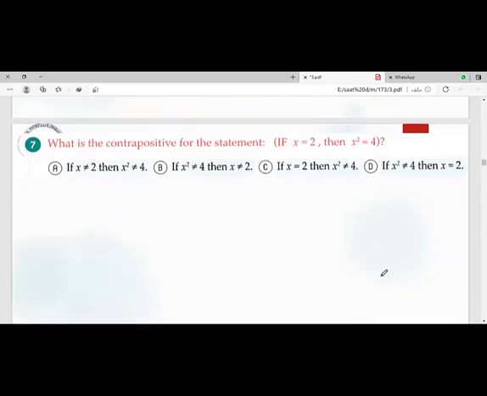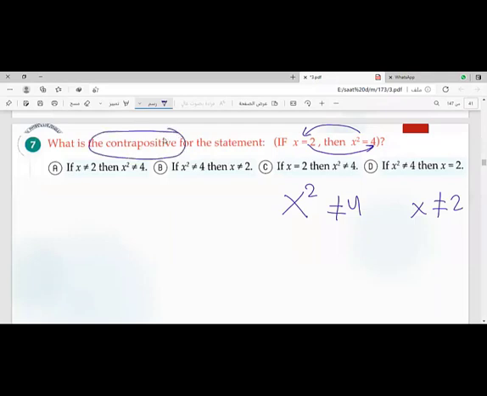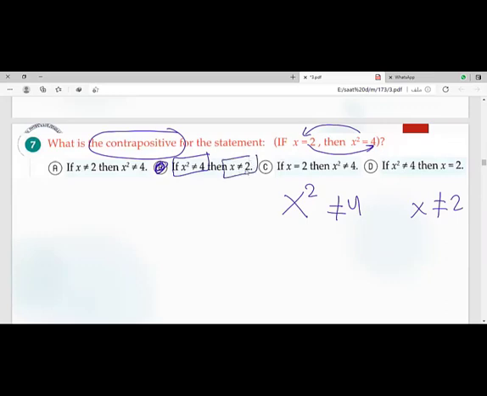What is the contrapositive? For the contrapositive statement, we make a replacement and negation. So x squared not equal 4, then x not equal 2. Here the contrapositive is negation and replacement. Which answer here? It's number B: x squared not equal 4, then x not equal 2.